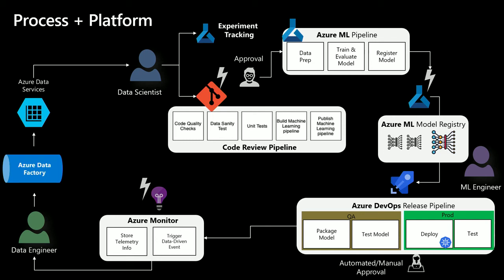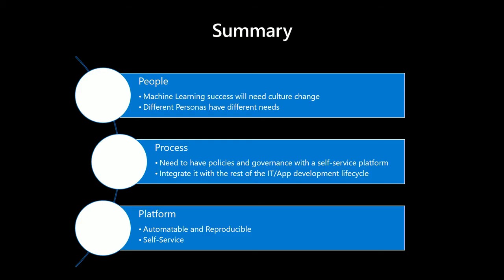And so in summary, there's the 3 Ps. So on the people side, machine learning success is going to require cultural change. When we go and talk to a lot of customers, their data and AppDev and data science teams are often split and not communicating well with one another. And so our goal is to help educate them in how to set up their organizations to be successful in doing production ML. The different personas have different needs and require different tools.